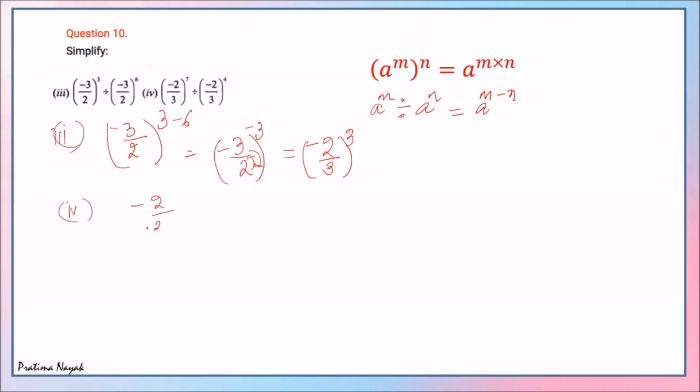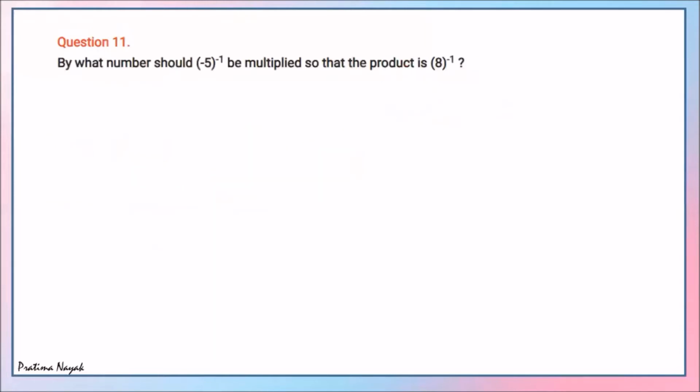It is also division. What I'll do, I'll write 7 minus 4. So here I am getting the power 3. So no need of simplification. I'll get the answer as it is. So this finishes your question number 10.